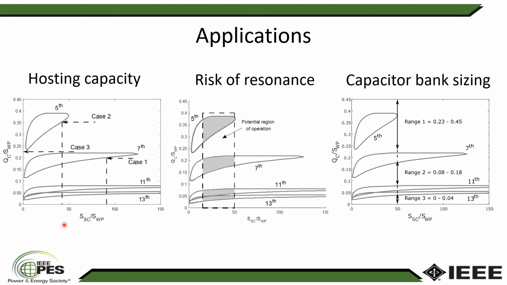Here we present three potential applications of the chart. The first one is to determine the maximum allowable wind park capacity that can be connected in a specific grid location. The second application is to determine what is the percentage of time that the wind park will be inside these problematic regions. Knowing this percentage of time, you can determine the overall risk of resonance in the park. And the third application is to help size the capacitor banks that will be installed in the park. You can determine here safe ranges of capacitor sizes that will not cause any harmonic resonance concern.